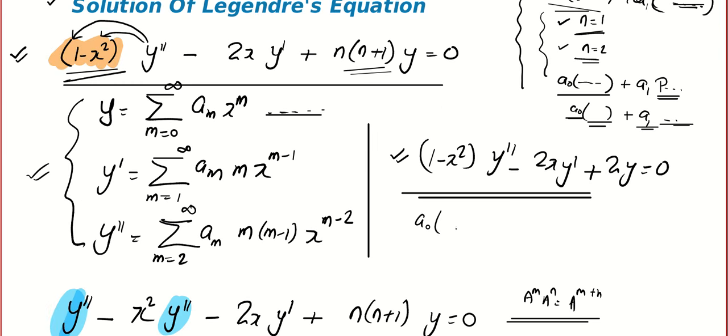You can try this, and when you solve, you will understand that one part will become a polynomial. Either the part with a0 or the part with a1 will become a polynomial. And you know that's called the Legendre's polynomial of first kind, second kind, etc., depending on the value of n.